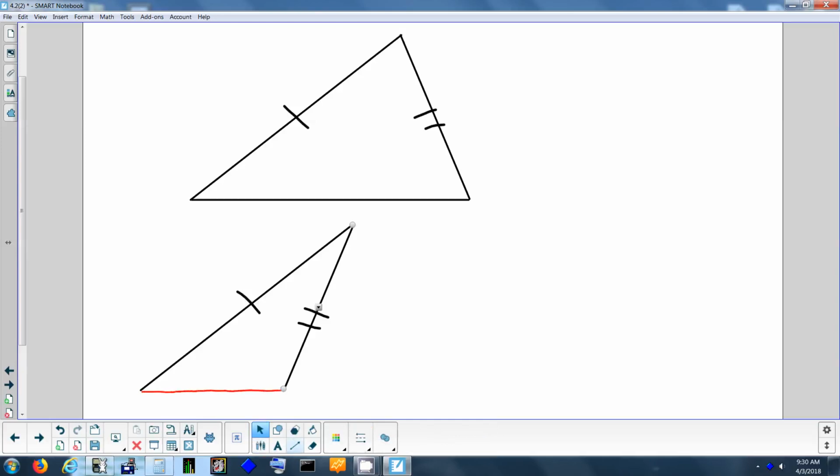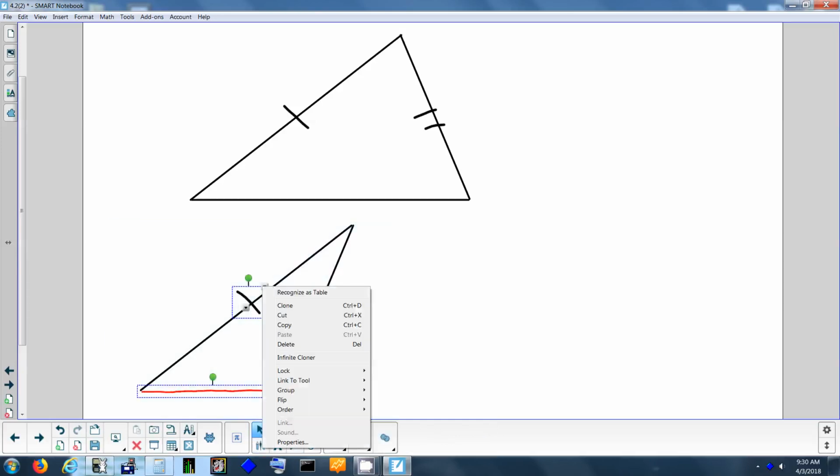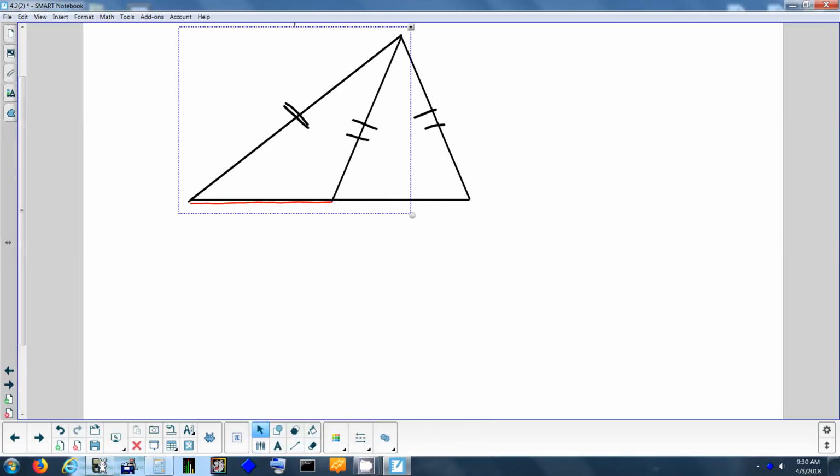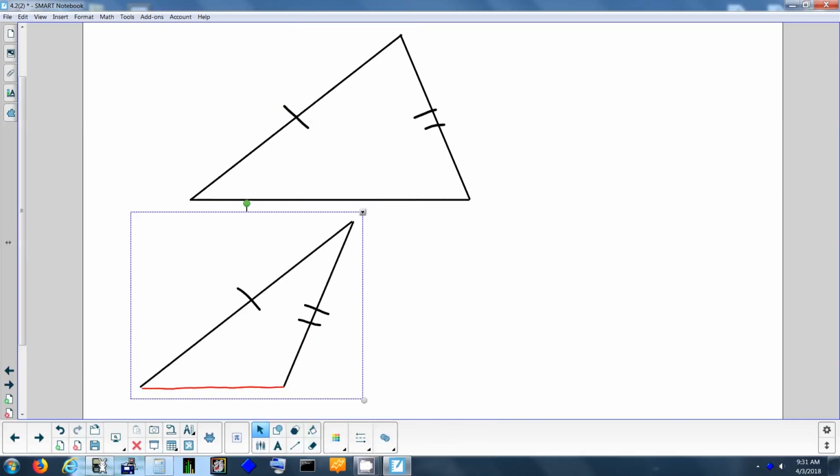And now I'm going to group all that together. And if you're like, well, wait a minute, where's the angle that's the same? Well, if you group all that together, the angle that's the same is the one in the lower left. They're exactly the same. So this angle matches that angle. Side, side, angle.